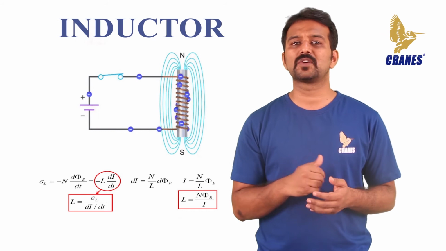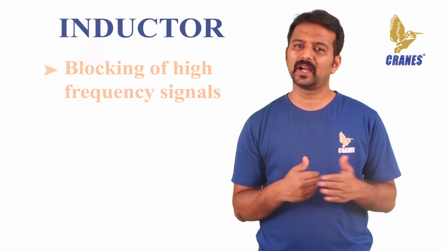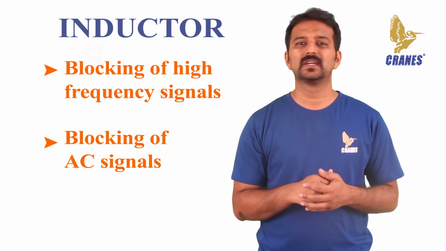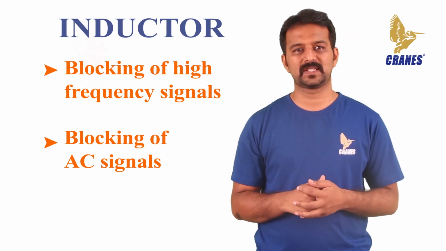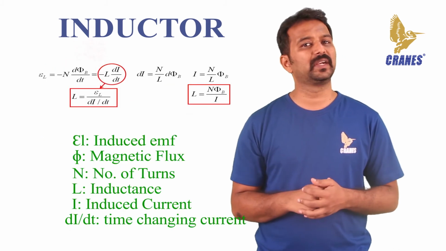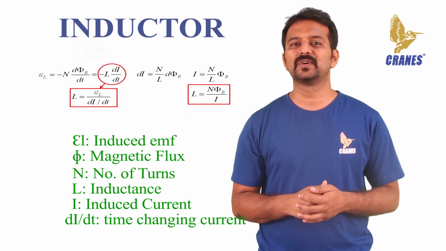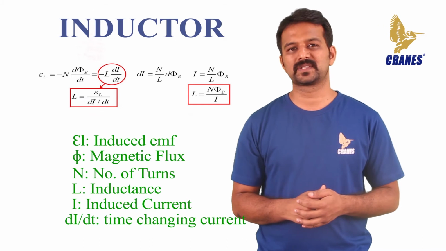Now, this opposing current tries to stop the high frequency AC from passing through the inductor, which means nothing but blocking of AC. The property of an inductor to get a voltage induced by the change of current flow is defined as inductance.